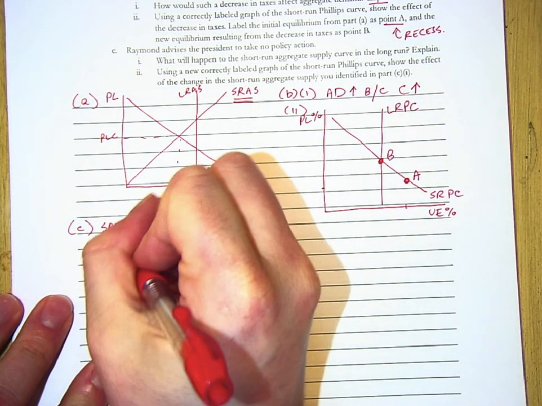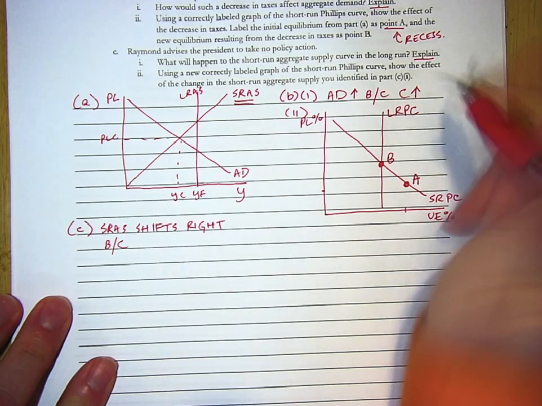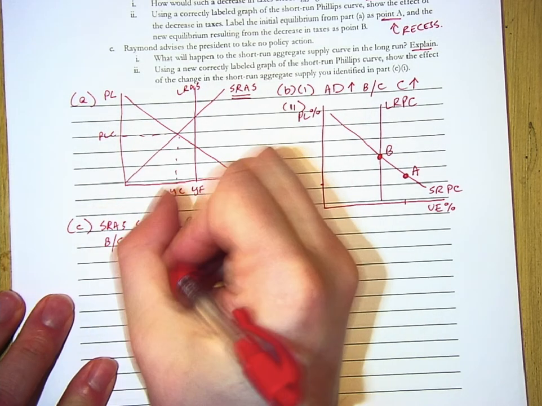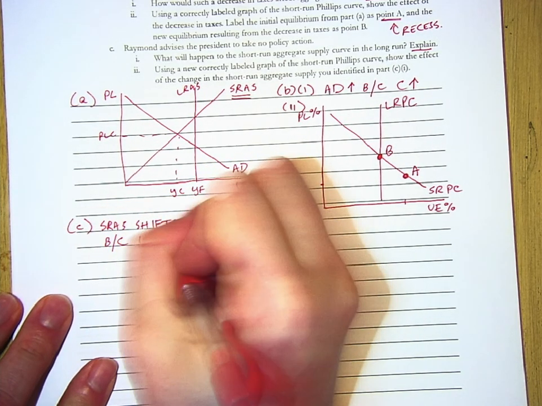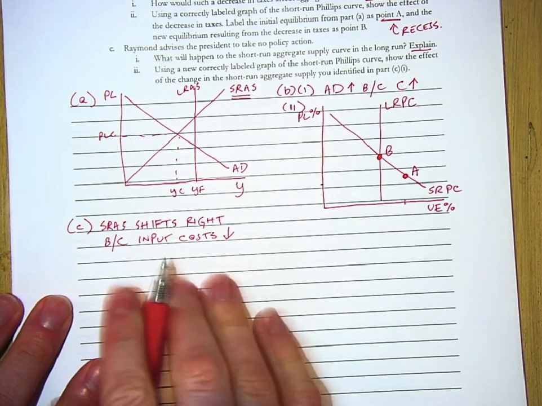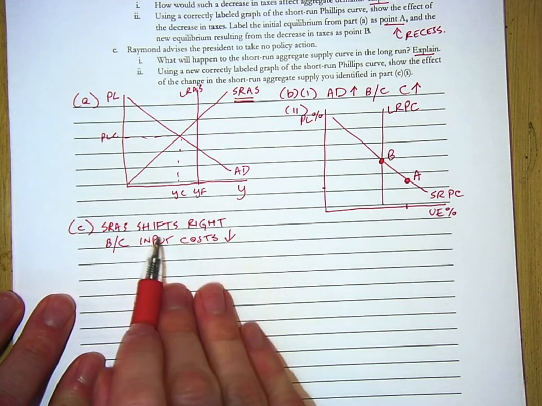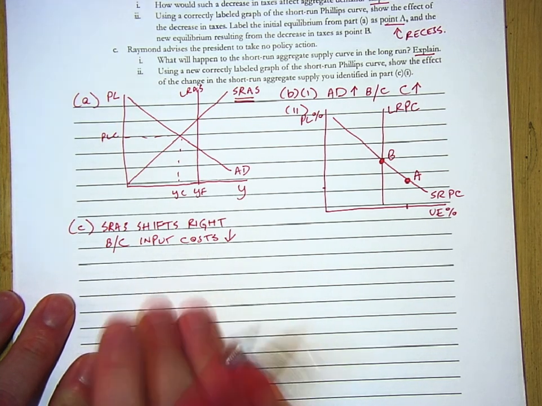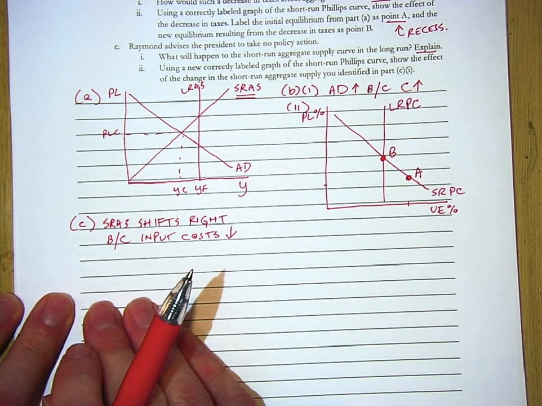And because we have to explain, we say input costs decrease. You could say wages decrease. You could say a bunch of things. Input costs is probably the best one here, but wages would be fine as well.